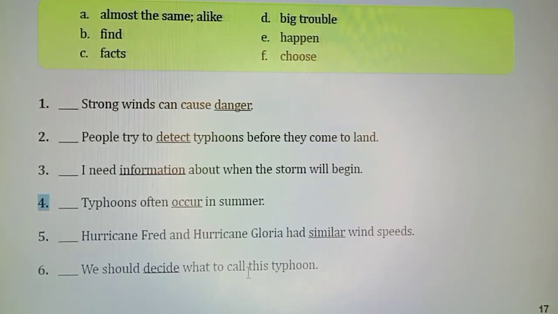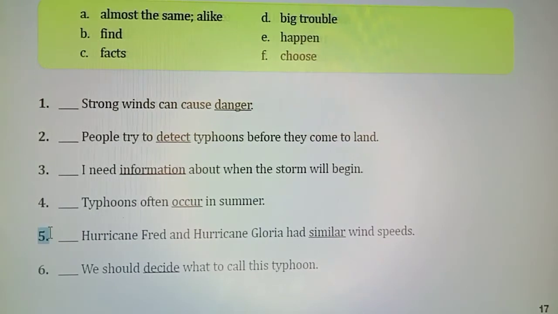number five. Hurricane Fred and Hurricane Gloria had similar wind speeds. So, what does it mean, similar, here? Almost the same or alike. Yeah, that's right. So, the letter A is the best answer for number five.